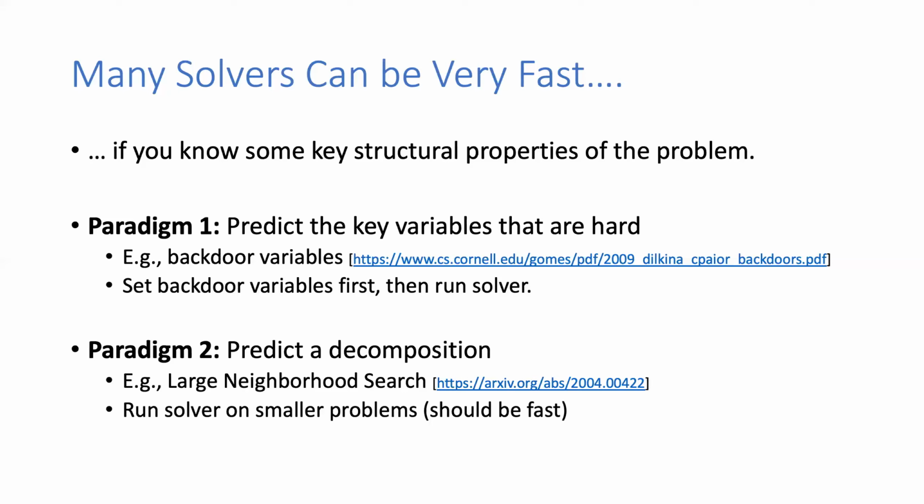If we know that the solvers start breaking down after a certain problem size, maybe all we need to do is decompose the problem into smaller problems, run the solver on all the smaller problems, and then stitch the solution together in some way. And if the solver is guaranteed to be fast, or you have high confidence it can be fast for a certain class of size, then this is a good approach. And then learning here is predicting the decomposition or partitioning of the problem.